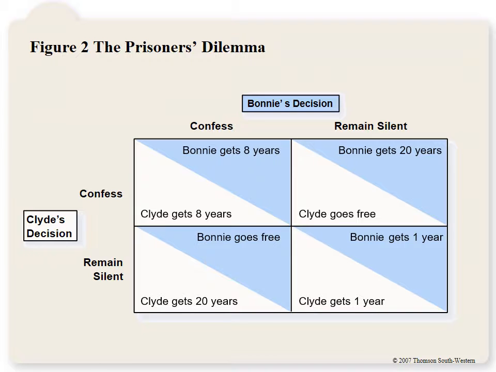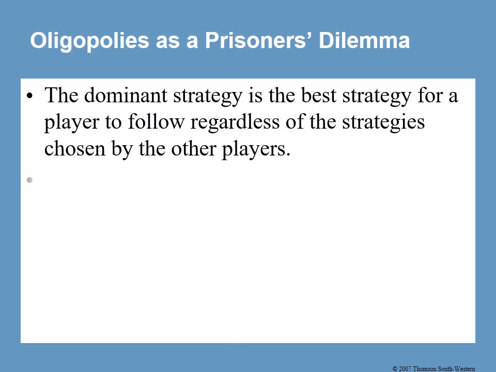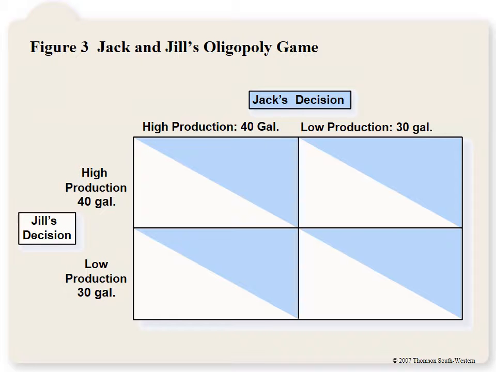All right, let me move forward here again. Let's do a couple more examples quickly. We have Jack and Jill. They're going up the hill to get a pail of water. If Jack and Jill both decide to go to the well and have high production of water, Jack gets $1,600 of profit and Jill gets $1,600 of profit if they both have a high production.